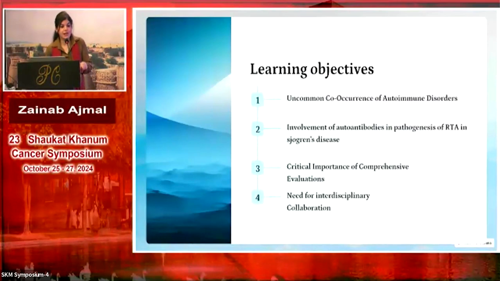Further, we would like to highlight the importance of the less understood mechanism of development of renal tubular acidosis in patients with Sjogren's disease, that is due to the autoantibodies directly acting on the distal tubules. Also, whenever we have a patient with one autoimmune condition, we should definitely do a comprehensive evaluation and workup to diagnose the other coexistent autoimmune conditions, and it should be done routinely for every patient. Also, the sooner we involve the other teams, the better it would be for the patient for the diagnosis of the coexistent conditions, resulting in better outcomes for the patient.